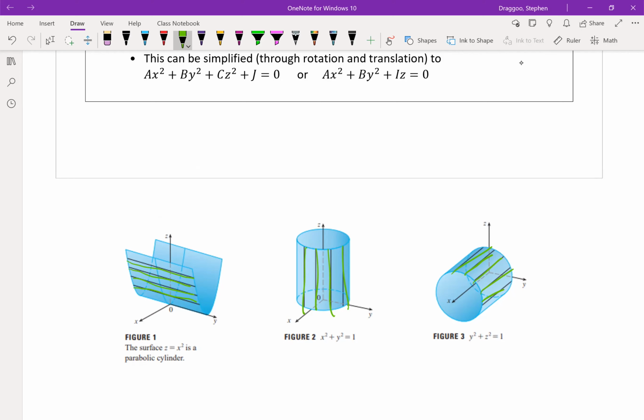So also with the cylinders, we aren't going around the circle with our rulings. We're going from one circle to the other circle to create the rulings. So it's the same thing with the parabolic cylinder, that being figure 1, where I don't want to go around the curve. I want to go perpendicular to the curve so that I have straight lines all parallel to the axis that we're extending along.